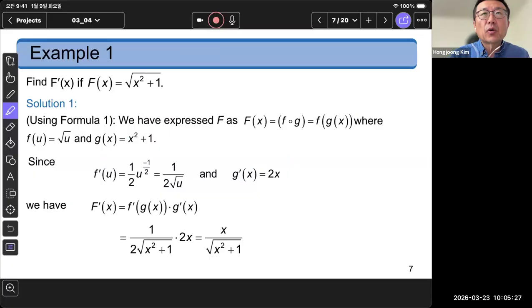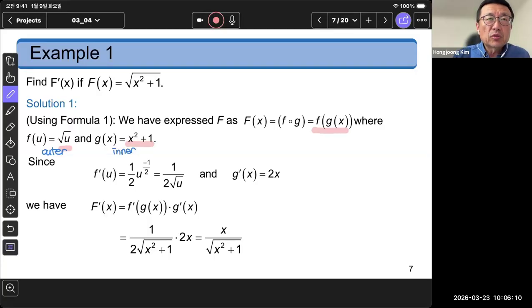So I have this formula, example. Suppose that uppercase F is defined by the square root of x squared plus 1. Then that is the composite of two functions f and g. We first evaluate x squared plus 1, and then we apply the square root function. So the outer function is the square root function, and the inner function is x squared plus 1. So f of u is the outer function, and g of x is the inner function.